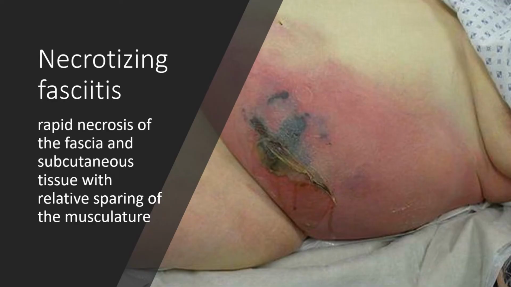Necrotizing fasciitis of the surgical site can develop. It is characterized by rapid necrosis of the fascia and subcutaneous tissue with relative sparing of the musculature. Postpartum patients who develop necrotizing fasciitis typically have underlying medical conditions, with diabetes being the most commonly reported.